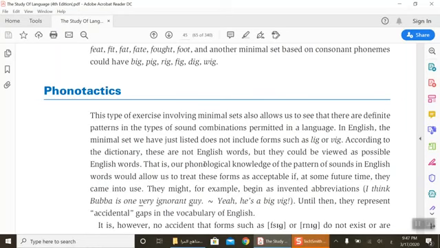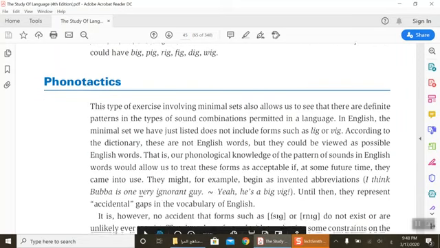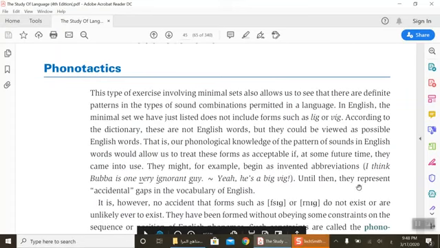In this way, phonological knowledge allows us to treat these forms as acceptable if at some future time they came into use. Maybe in the future we will have these words, maybe we will have lig or fig. They might, for example, begin as invented abbreviations. I think Baba is one very ignorant guy. Yeah, he is a big vig. Maybe. Until then, they represent accidental gaps in the vocabulary of English. Accidental gaps.